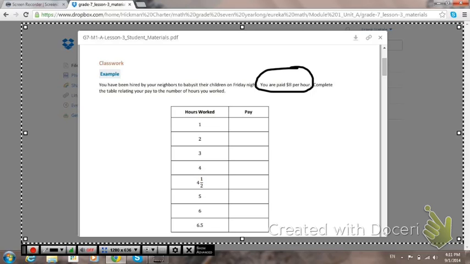So if you're paid $8 per hour and you work 1 hour, your pay is going to be $8. You guys could figure out the rest. You work 2 hours, 16. So what we're looking at in this relationship is this constancy. What do we multiply? We multiply 1 times 8 to get 8, 2 times 8 to get 16, etc.